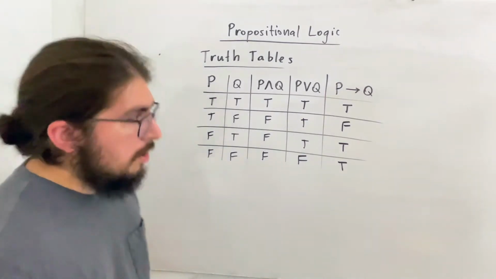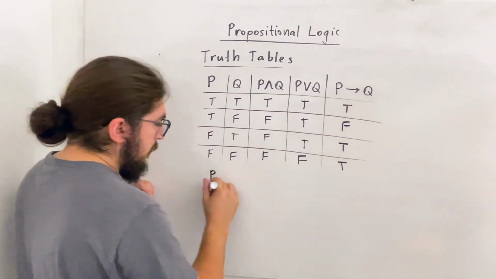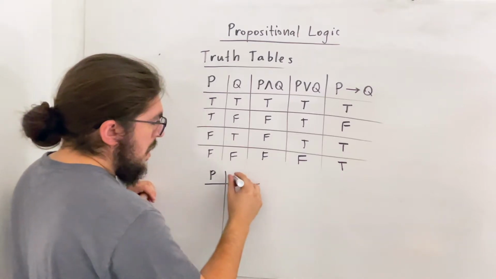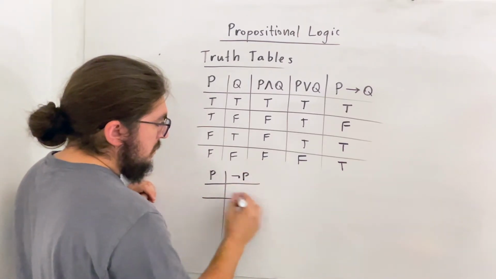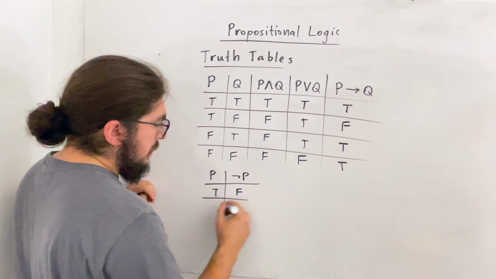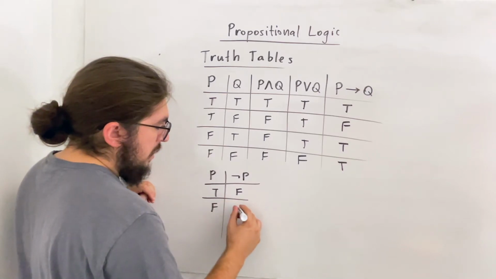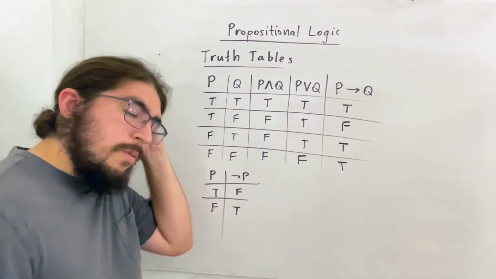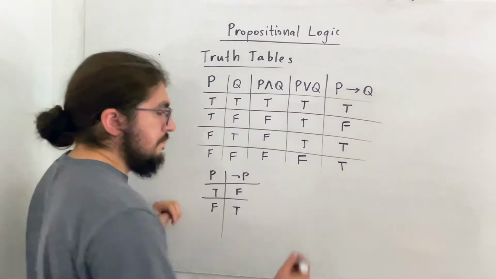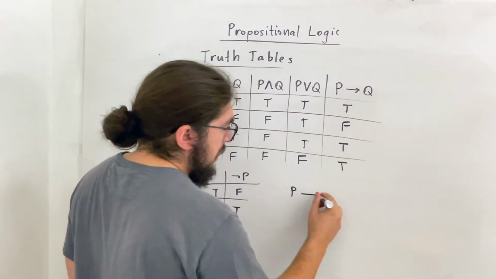Okay. There's a little more to recall here. I'm going to create a new table. So let's say we have P. Not P is just reversing the truth of P. So if P is true, not P is false. If P is false, not P is true. We also have this double implication.